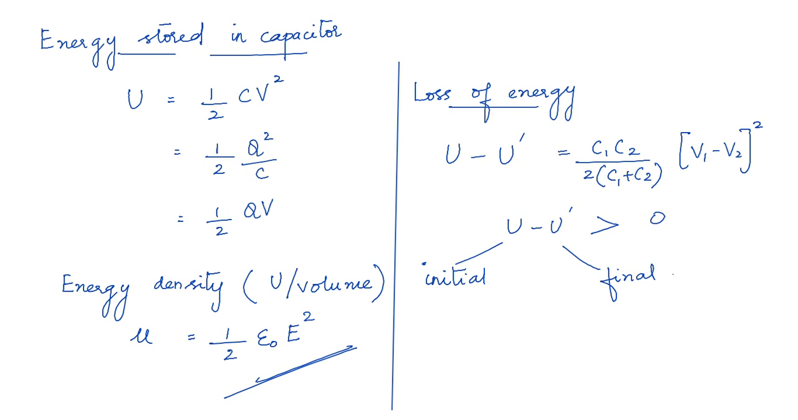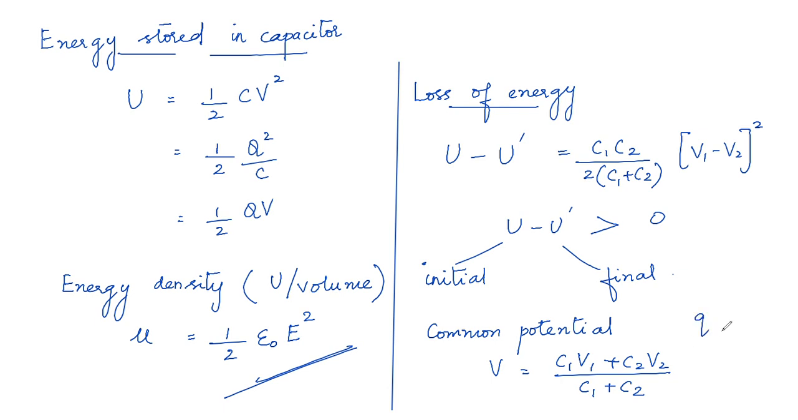Is that clear? And then one thing that you have to remember is when a system of capacitors are brought together, mainly for grade 12 they give you only two capacitors, the common potential is given by C1 V1 plus C2 V2 divided by C1 plus C2. This is the common potential of the system. ये जरूर याद रखो. And the common charge or the total charge will simply become equal to Q1 plus Q2.